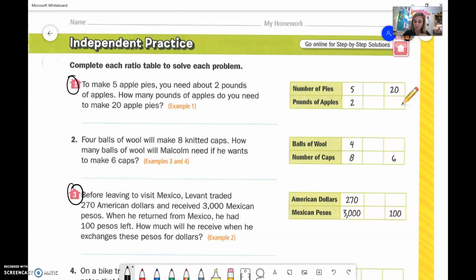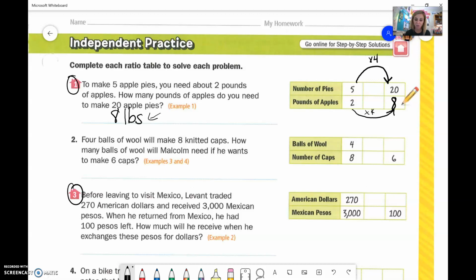So notice I left some room to work right in here so that we could do some scaling back, or we might just have to do a couple of different groups. Or we could possibly just jump right into it because, let's think about this. How do I get from 5 to 20? That's easy. I know I can multiply by 4. If I multiply that by 4, can't I just take my 2 and multiply that by 4? Sure can. So 2 times 4 is 8. So how many pounds do I need of apples? I need 8 pounds of apples.